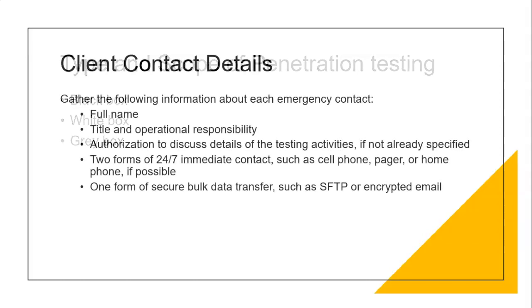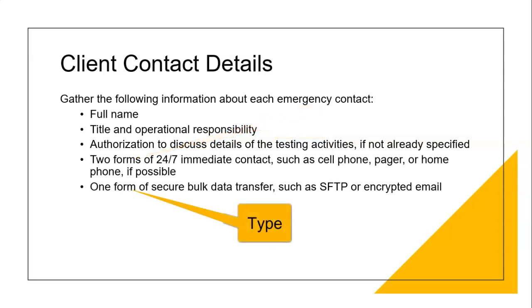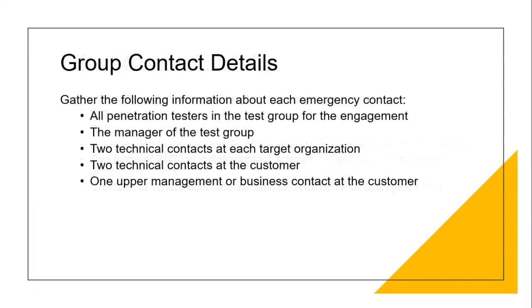Client contact details. And so you're going to need a contact list: full name, title, and operational responsibility, and authorization to discuss details of the testing activities, if not already specified. You'll need two forms of 24/7 immediate contact, such as a cell phone, pager, or home phone if possible. One form of secure bulk data transfer, such as secure FTP or encrypted email. You're also going to need contact information for all the different groups that make up the IT department.